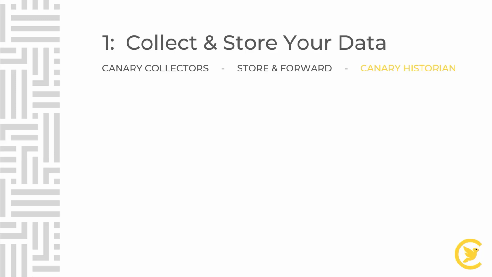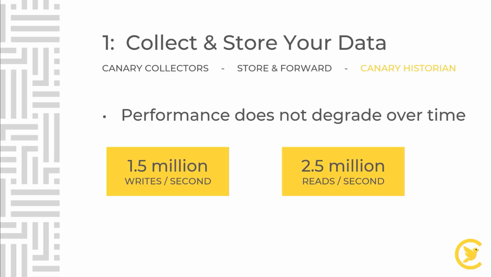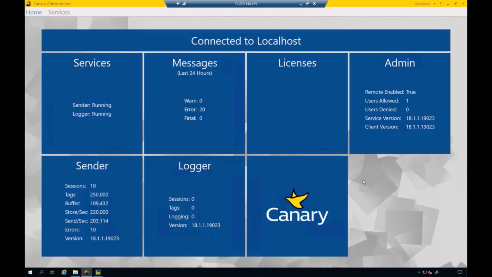No matter how large your system gets, the performance remains constant and does not degrade over time. You can achieve over 1.5 million writes per second, and you can also read over 2.5 million reads per second out of the Historian.